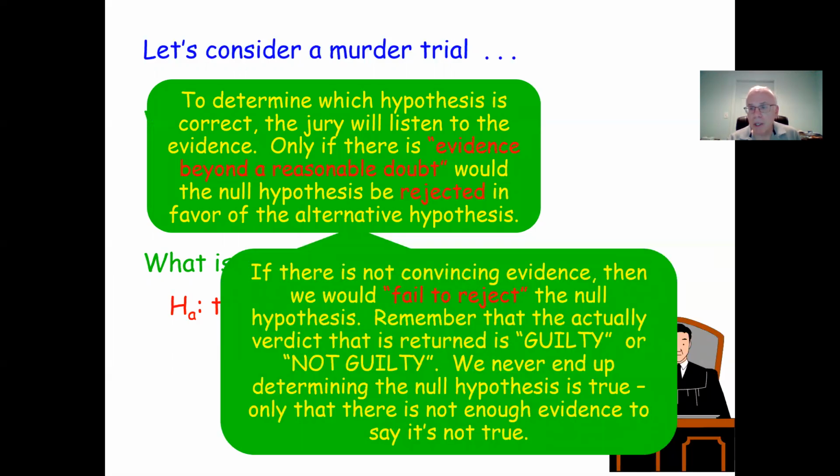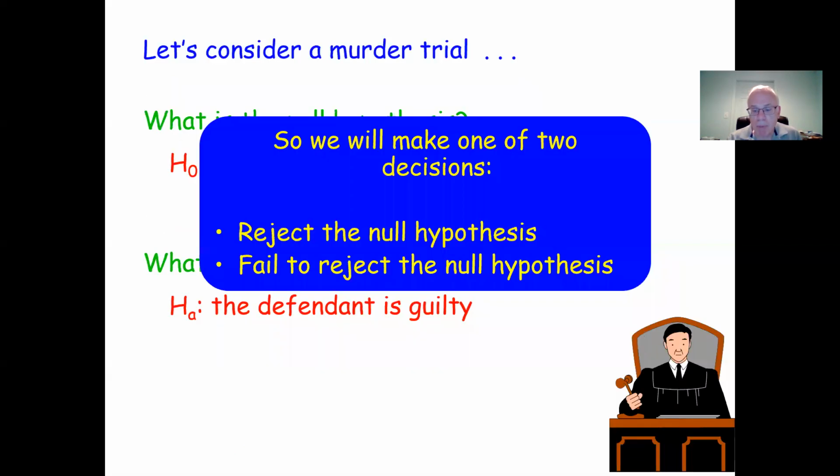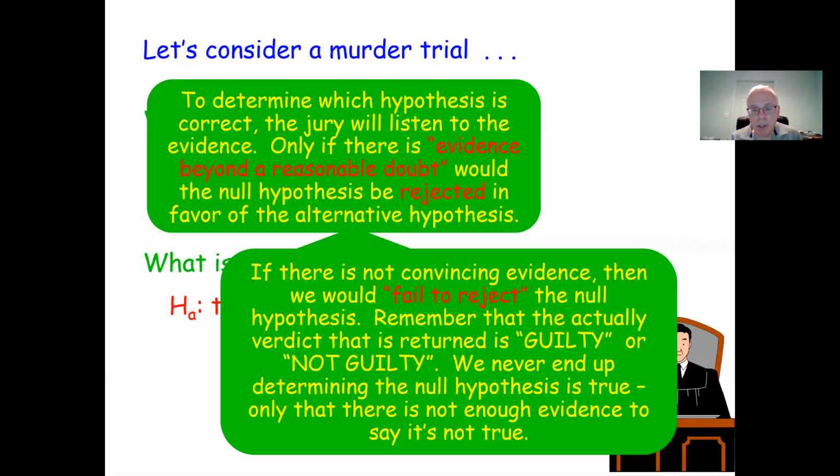Now, here's a key point. If there's not convincing evidence, in other words, the evidence falls short of the criteria of being beyond a reasonable doubt, then we would fail to reject the null hypothesis. We don't assume that the person is innocent. We just say there's not enough evidence to convict the person. So we fail to reject the null hypothesis. We don't accept the null hypothesis. We fail to reject it. That's how we say it.